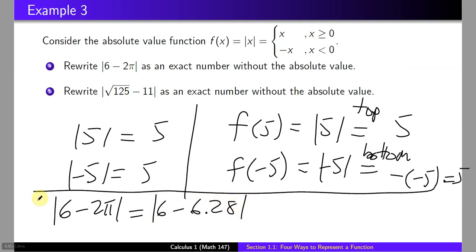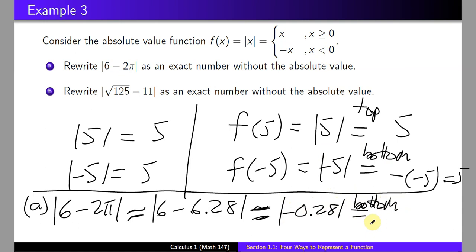So this is for part A. Okay, so we know what this is going to be. I should say that this is approximately, so I'll use these squiggly equal signs. So 6 minus 6.28 is approximately negative 0.28. So that means it belongs in the bottom piece, right? And if it belongs in the bottom piece, to undo the absolute value, you're going to take minus that number.